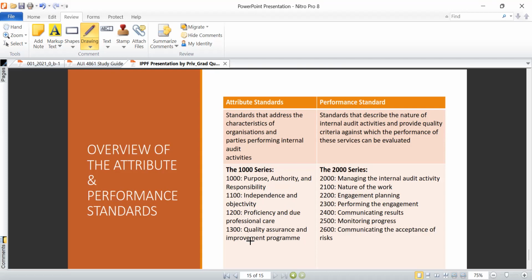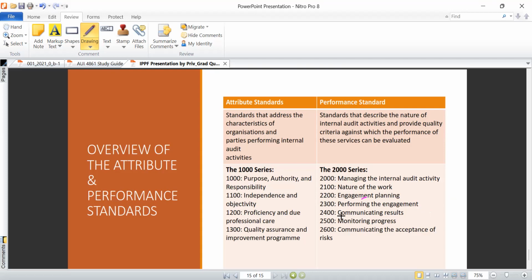Then the performance standards. Now we're looking at the 2000 series. Like I said, these ones, guys, they are really dealing with the detailed work that the auditor would be performing, as well as the process itself. So you see standard 2200 dealing with engagement planning. You really need to know what happens during the planning phase of the audit. And same thing, 2300 deals with performing of the audit engagement.